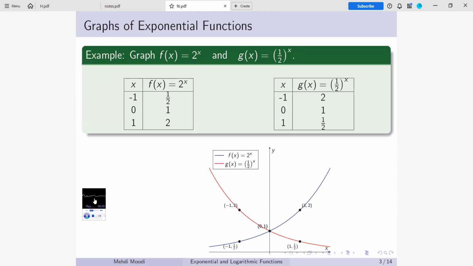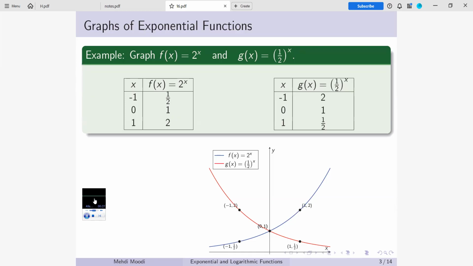To graph a basic exponential function like 2 to the x, just plug in a few values for x, calculate the outputs, and plot the points. You'll quickly see the shape. It climbs fast on the right and approaches the x-axis on the left. Plugging -1, 0 and 1 gives you 1/2, 1 and 2 respectively. That alone is enough to sketch the curve.